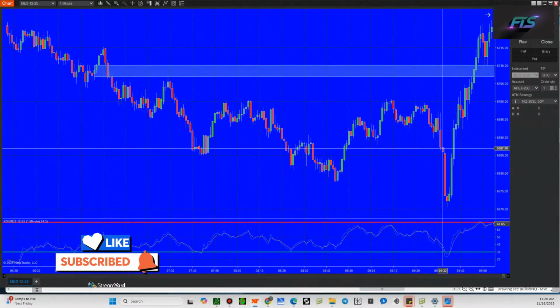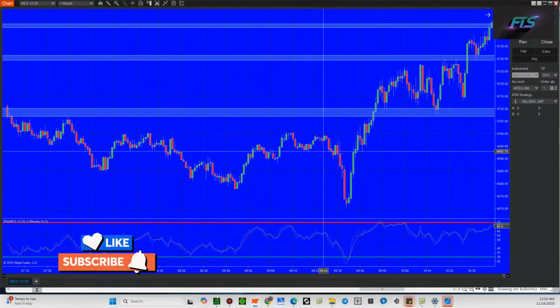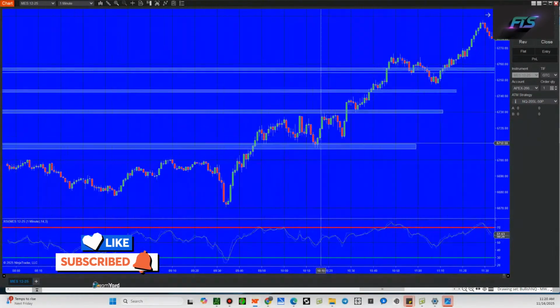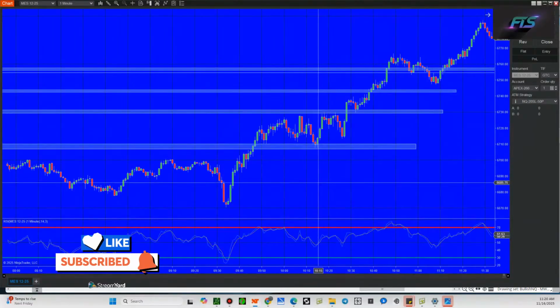But surprisingly, when the market opened as usual, you see quite a bit of movement. And I took a couple of trades, got a couple of wins, got a couple of losses. It is what it is.